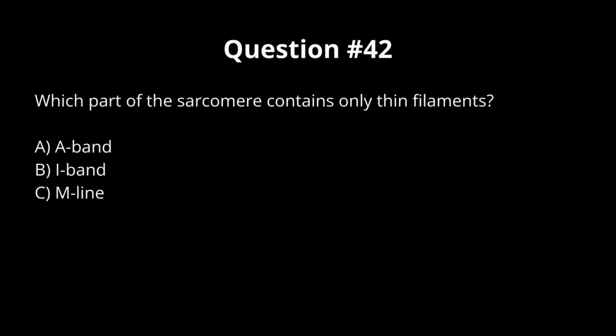Question number 42. Which part of the sarcomere contains only thin filaments? A. A band. B. I band. C. M line. The correct answer is B. The I band contains only actin filaments, and it shortens during contraction.